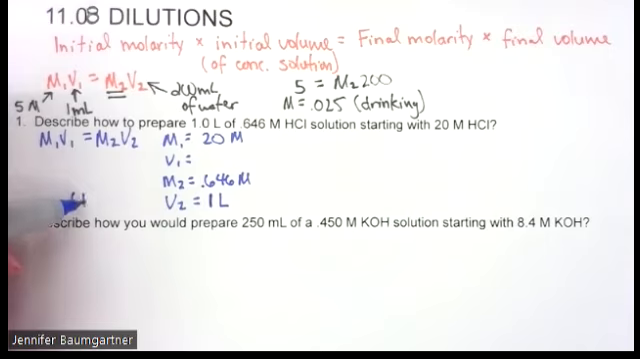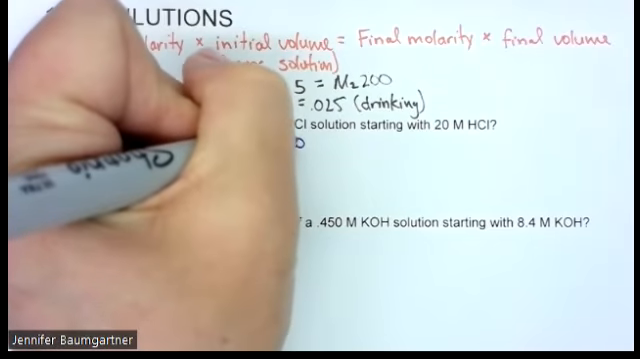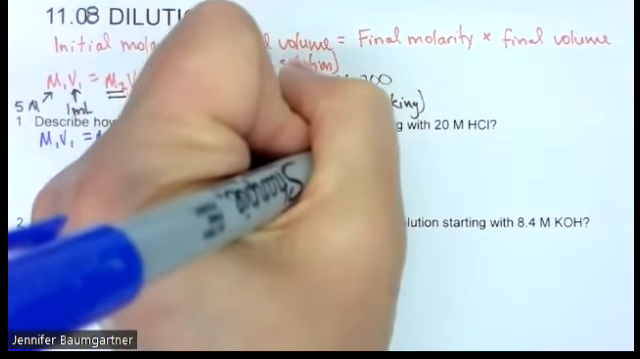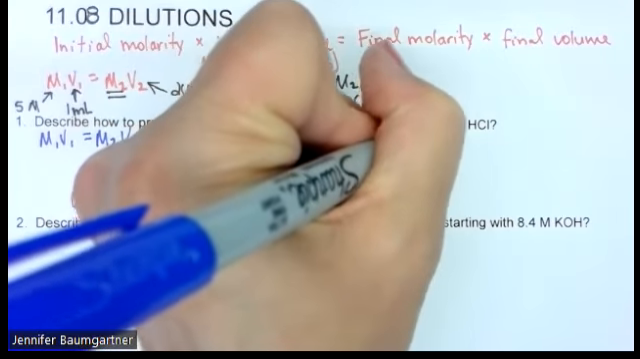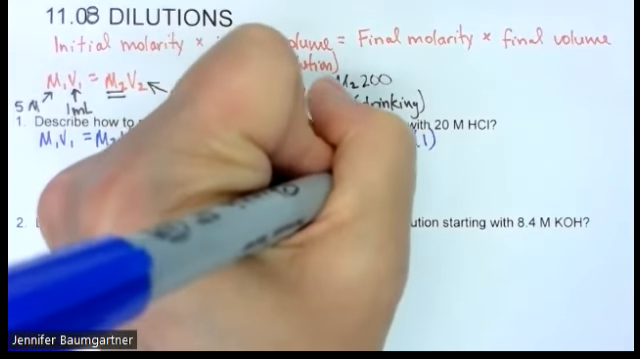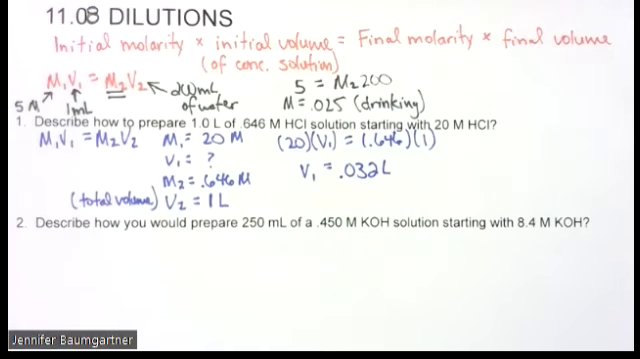So this volume is your total volume. You need to understand that your final volume here is your total volume. So that means I need to figure out how much of this I'm going to need. So now I plug my variables in. I have 20 times my volume of my concentrate equals 0.646 times 1. And when I solve for my initial volume, I get 0.032, and this is going to be in liters. This side was in liters, so this is going to be in liters.